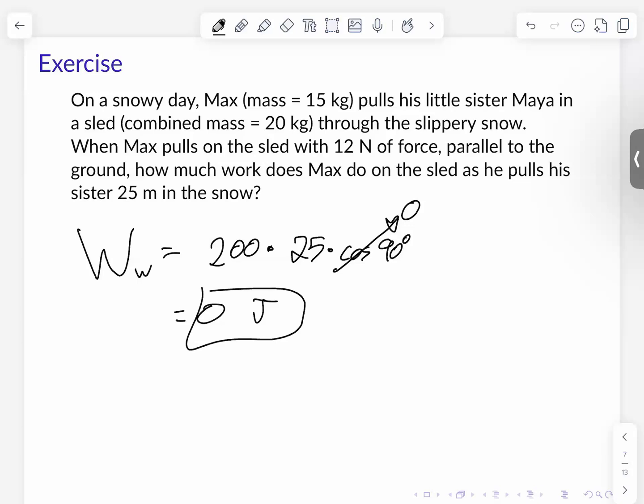Now, follow-up question E. Put this in E. Suppose there's no friction on her. He's exerting 12 newtons on her, and she's speeding up faster and faster and faster. What's her final speed? Don't use force and kinematics. Use energy. Find her speed after he moves her 25 meters. Just with energy.